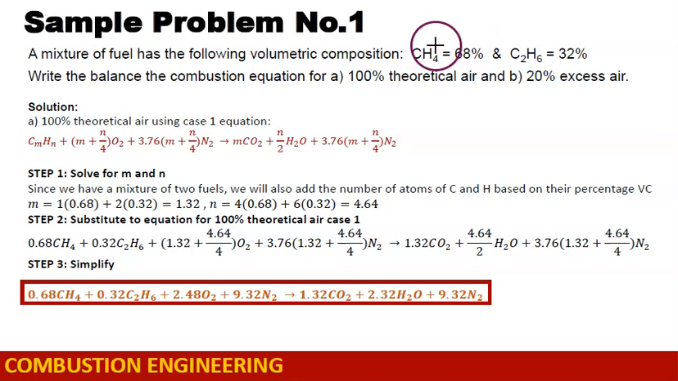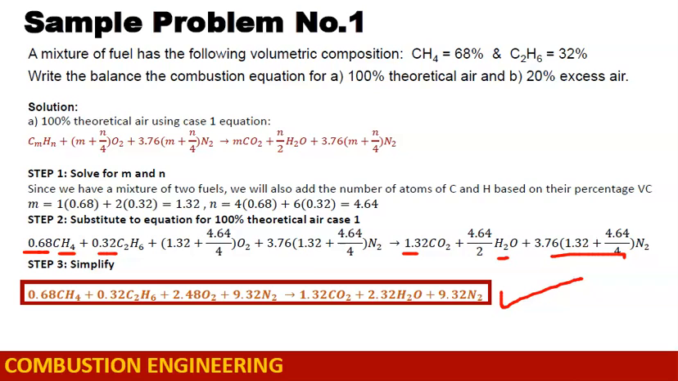Substituting, since this is 68% in volumetric composition, in number of moles that is 0.68 mole of methane plus 0.32 mole of ethane. This represents the fuel. Plus the air: M plus N over 4, that is 1.32 plus N over 4, O2 plus 3.76 times M plus N over 4 N2. This represents the air. Then we have the products of combustion: carbon dioxide, M CO2, then N over 2 H2O plus 3.76 times M plus N over 4 N2. Simplifying, solving for the values of the number of moles, this is our balanced equation for 100% theoretical air.